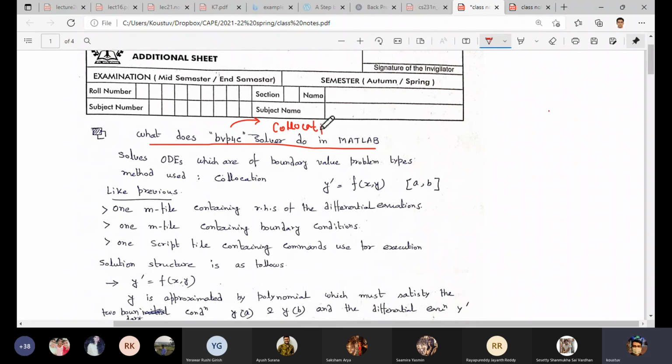this is one of the techniques for solving boundary value problems. There is another technique called the finite difference method. So these two are basically the workhorses of solving boundary value problems. Okay, so a little bit of discussion about this BVP4C, and then we will go to the solution part.